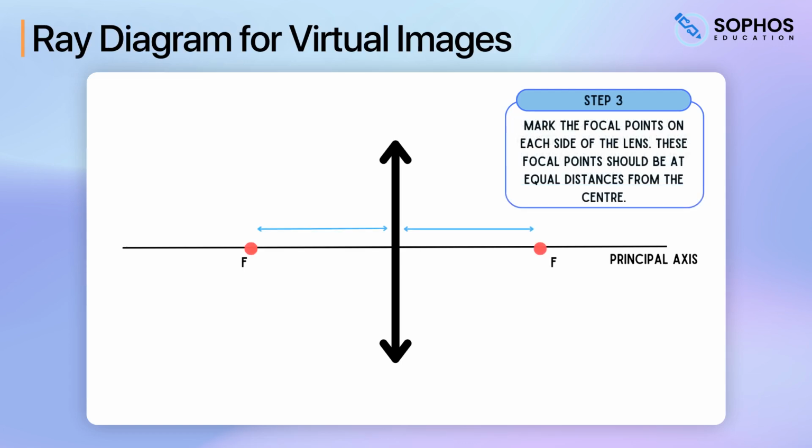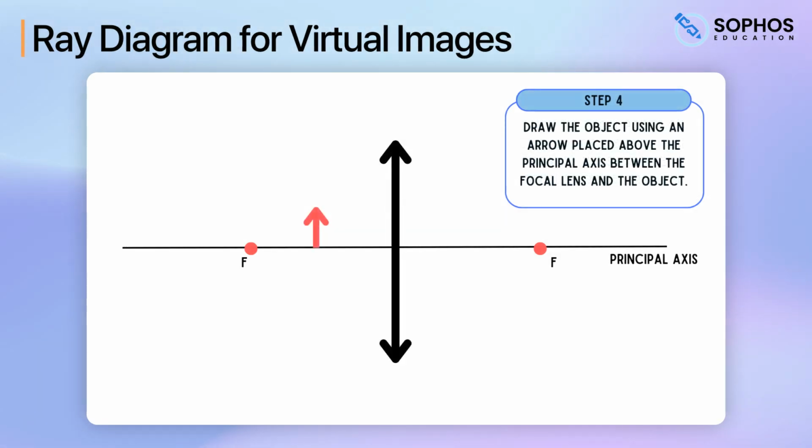The focal points should be equidistant from the center of the lens. These points are crucial for tracing the path of light rays as they refract through the lens. We then represent the object by drawing an arrow above the principal axis, situated between the focal point F and the lens on the left side.